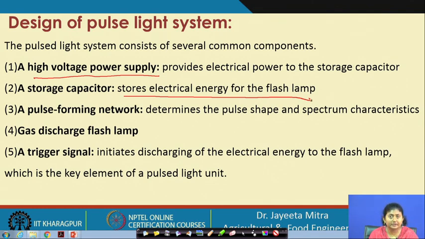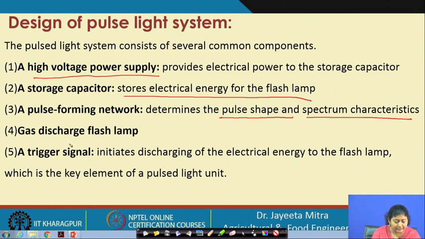We generally use an inert gas lamp to have those intense light pulses, and that lamp gradually glows from low intensity to high intensity, and the pulse forming network is there. This pulse forming network determines the pulse shape, that is, which pattern of shape is generated, and the spectrum characteristics, that means the spectrum of what wavelength we are using, whether it is the total spectrum or a filtered spectrum we are using, and the pulse shape.